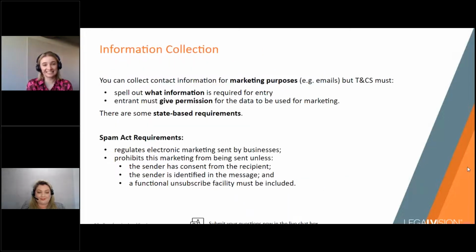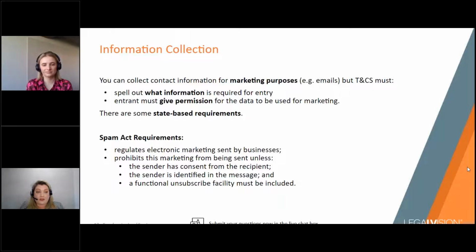Rebecca's now going to discuss collection of information. Thanks. Look, as we discussed, one of the benefits of a trade promotion is that you can engage with new consumers and customers, and a trade promotion may entice them to make a purchase and engage with your business. So once they've engaged, you may be collecting their personal information. So as a matter of best practice, your terms and conditions should make it very clear what information entrants are required to submit in order to enter into the trade promotion, and make it clear that the entrance gives permission for the data to be used for other marketing purposes.